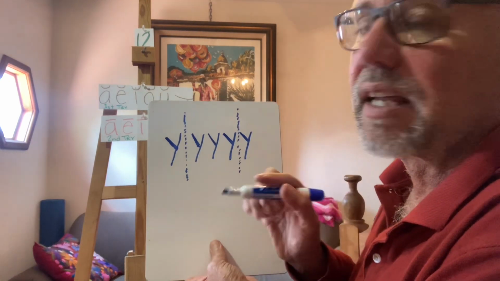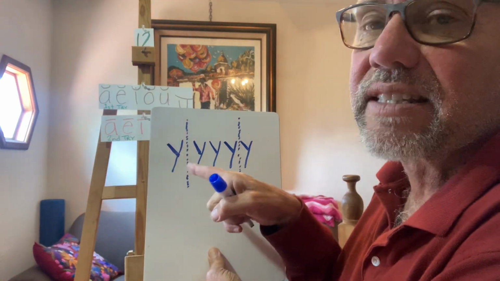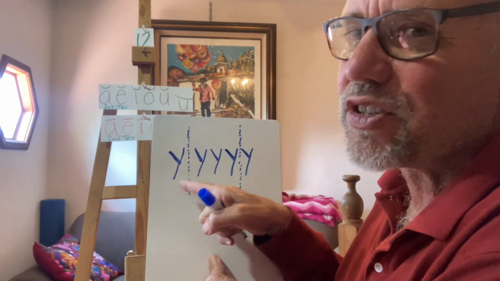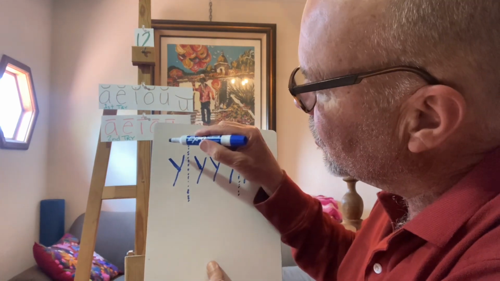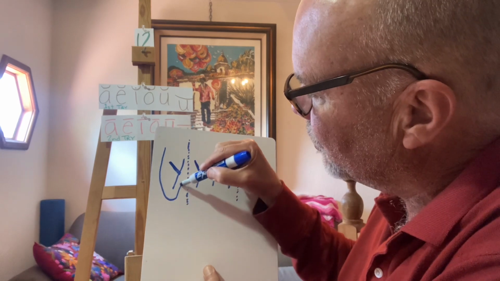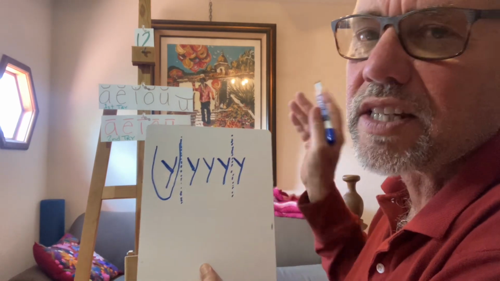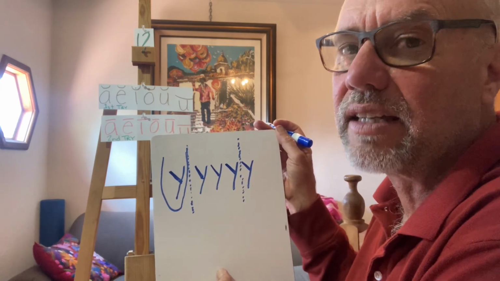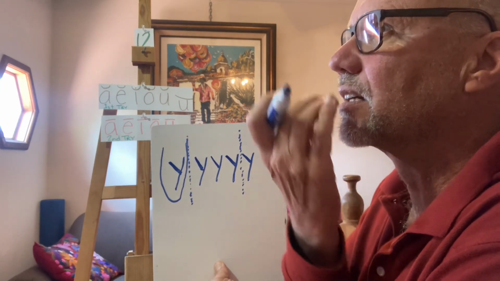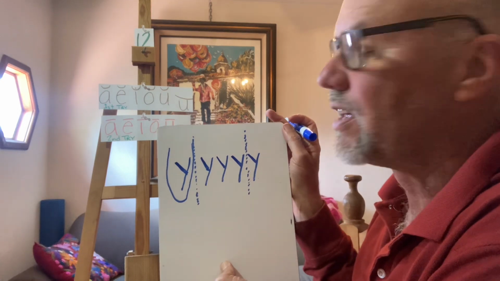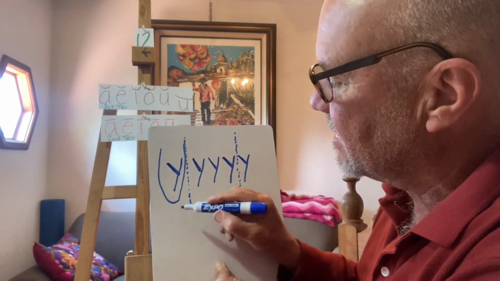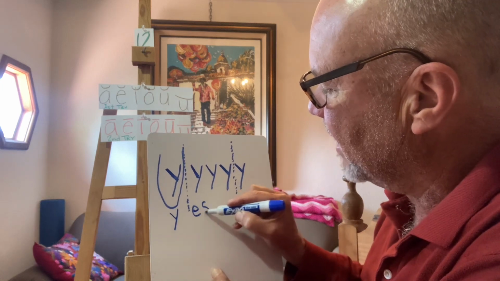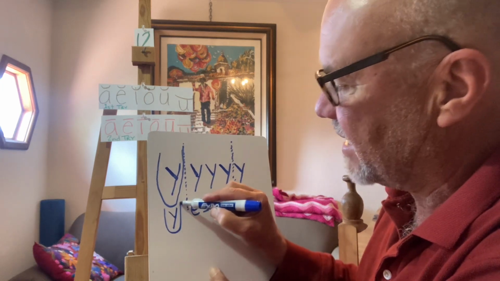So, when Y is the first letter in a word, it uses, I'm going to put a big U for uses, its own sound. And it's an open mouth sound. Yeah, yeah, yeah. You can feel your tongue come up towards the top of your mouth. Yeah, yeah, yeah. As in, yes. Okay? We could say, yeah, yes.